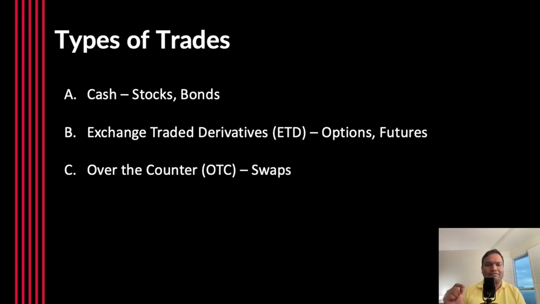Lastly, let us look at the final category, which is the over-the-counter trades, also known as OTC trades. Again, as the name suggests, there is no central clearing party over here. These are not traded on exchanges, and these are typically derivatives. Good examples here are interest rate swaps, FX swaps, which banks typically do with each other and don't go via exchange.